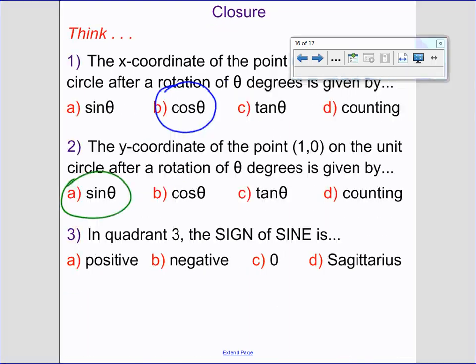And lastly, in quadrant 3, the sign of sine is positive, negative, 0, or Sagittarius. Samantha? Negative. You're right. Raise your hand if you have negative for number 3. Negative in quadrant 3. You guys are awesome.